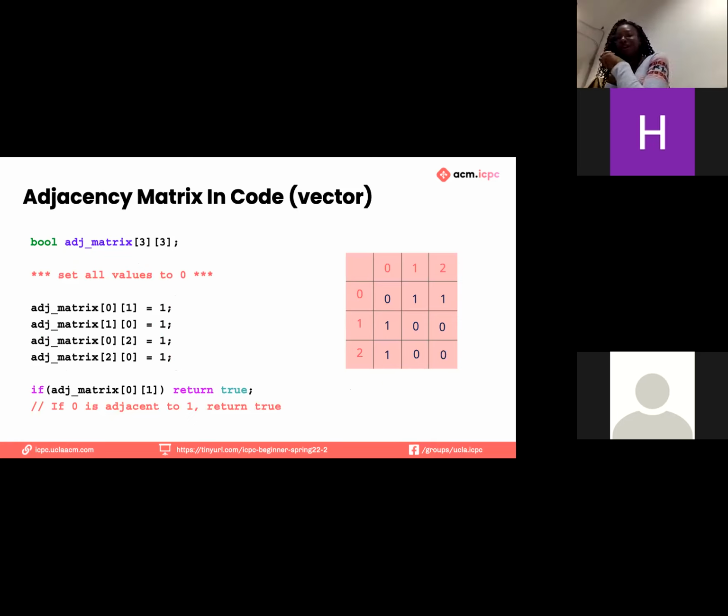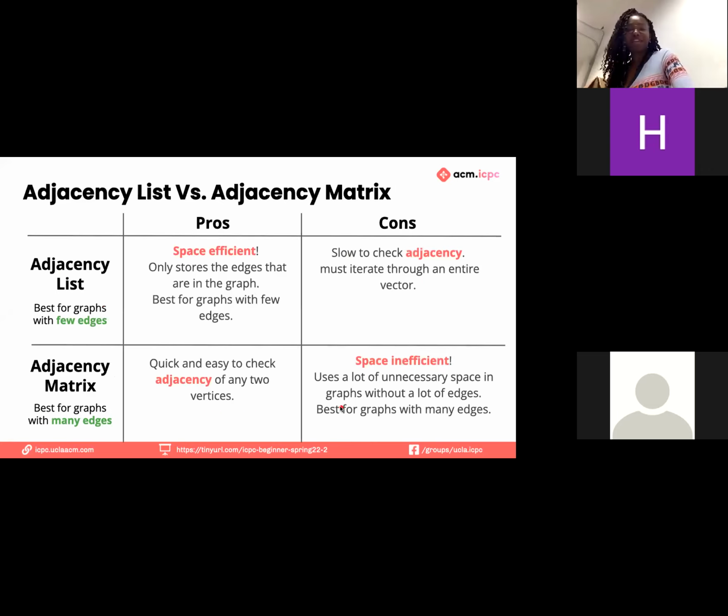Fantastic. And so here's just some example code for this. We're declaring an adjacency matrix, and then we're putting in these different values. And we're just checking if 0 is adjacent to 1. And that is so much quicker now because we're using an adjacency matrix. So we can just do it instantly. So that is great. But there is one major con to the adjacency matrix, which is the fact that it uses a lot of unnecessary space because you're storing a whole bunch of zeros. So you've got to watch out for that if you're looking for space efficiency.